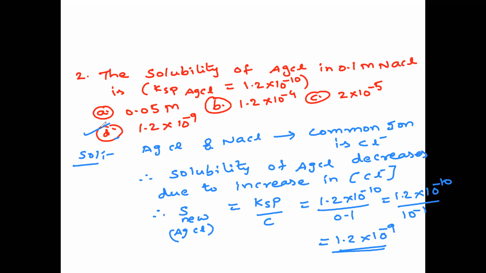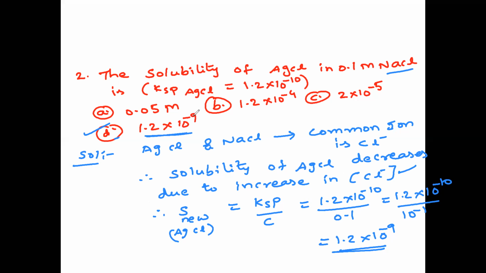So in this way, you have to see for common ion effect. For common ion effect, the solubility of silver chloride decreases due to increasing concentration of Cl minus. So the new solubility of silver chloride becomes Ksp of AgCl by C, that is the concentration of sodium chloride. So 1.2 10 to the power of minus 10 by 0.1. It is equal to 1.2 10 to the power of minus 10 by 10 to the power of minus 1, which is equal to 1.2 10 to the power of minus 9 finally. So the answer is D option.